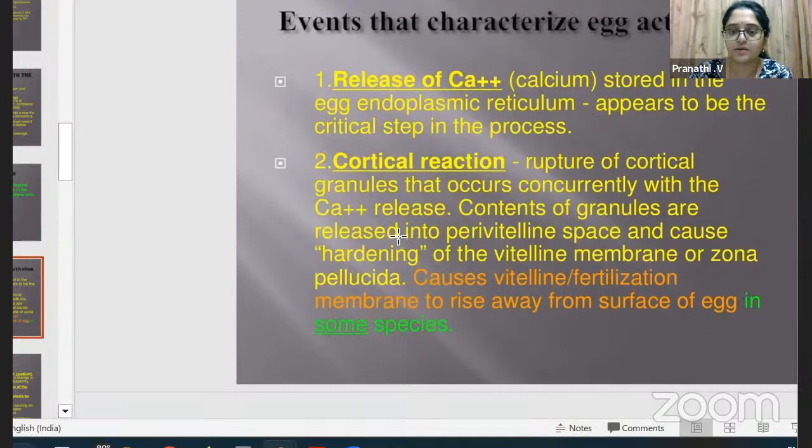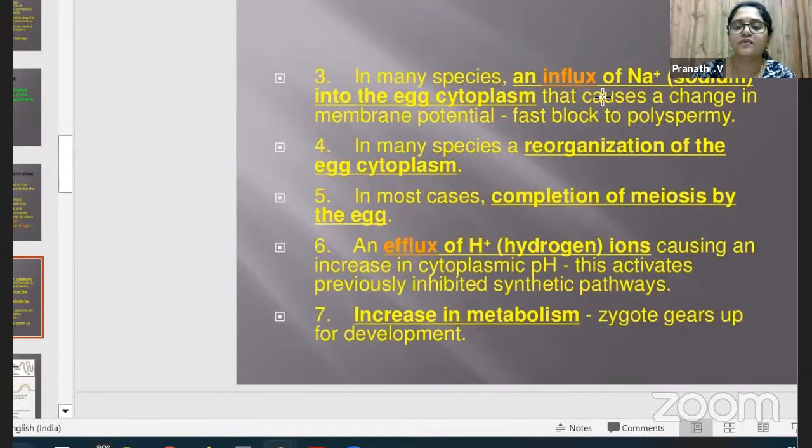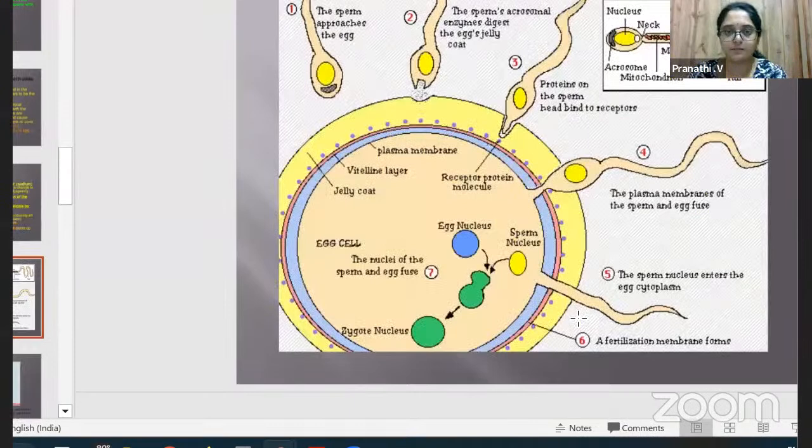Then this causes fertilization. So again, you have an influx of sodium into the egg cytoplasm and reorganization of the egg cytoplasm. Then meiosis will take place. Hydrogen ions have to come out of the cytoplasm, because otherwise it increases the acidity. And then you have an increase in metabolism, because of which there is zygote development. So this is how it is going to take place.